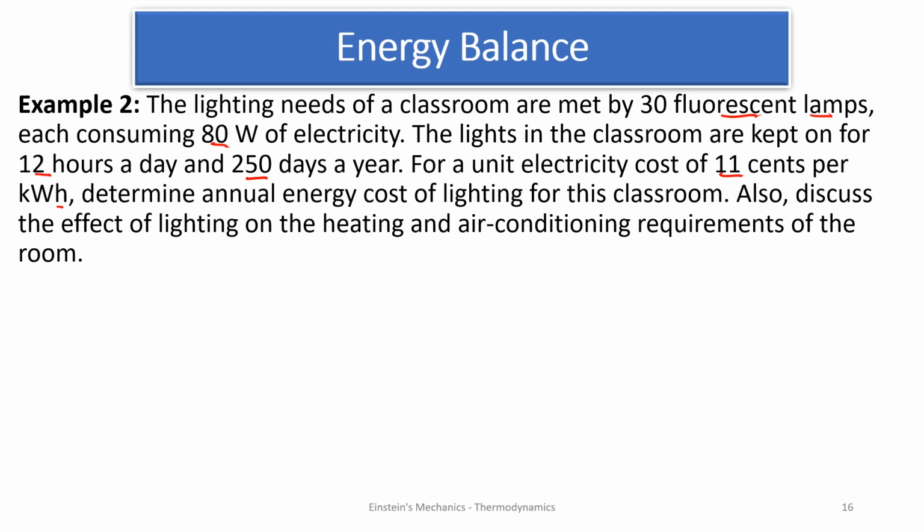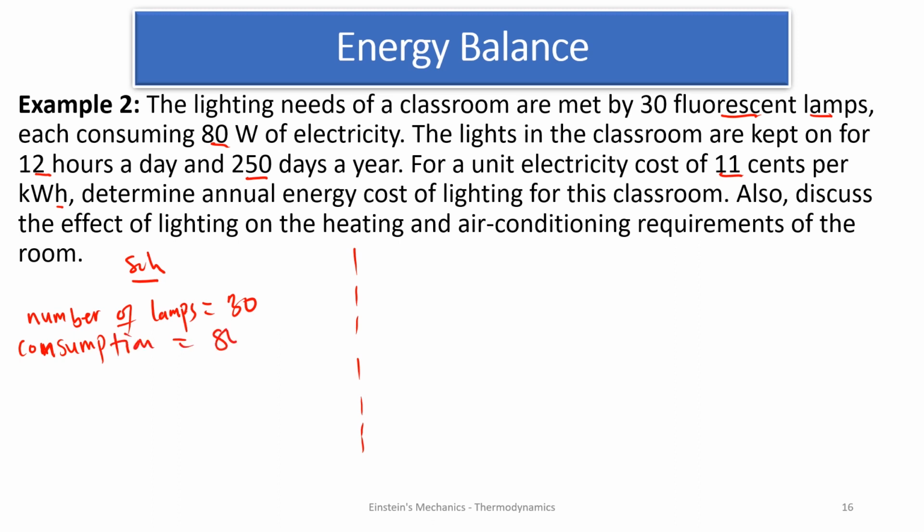So first, let's make the calculations. We write down our parameters and we can start with our work. So how many fluorescent lamps? Number of lamps. We got 30 lamps. Each consuming how much electricity? 80 watts of electricity. So the consumption of the lamp is 80 watts.